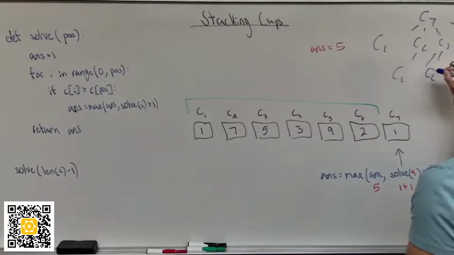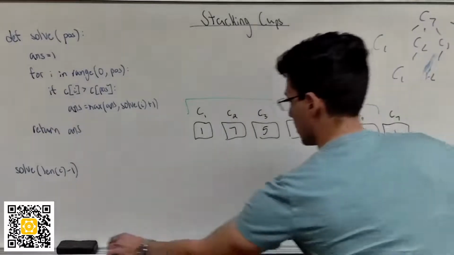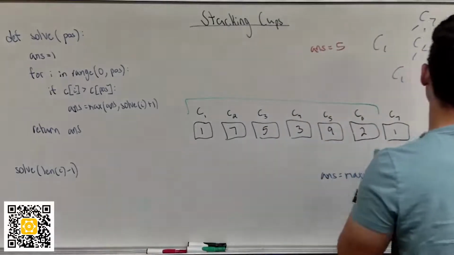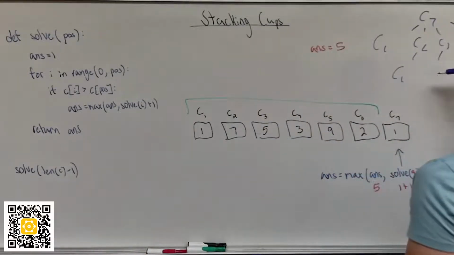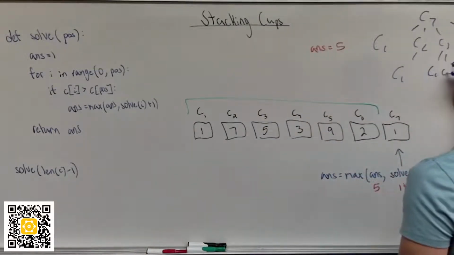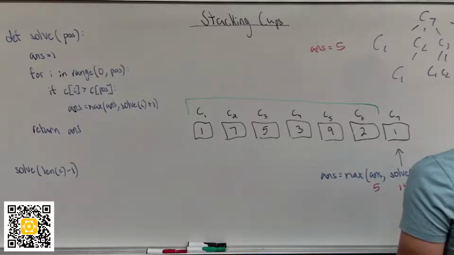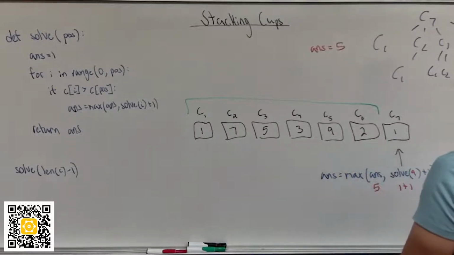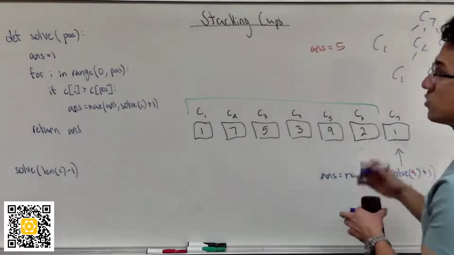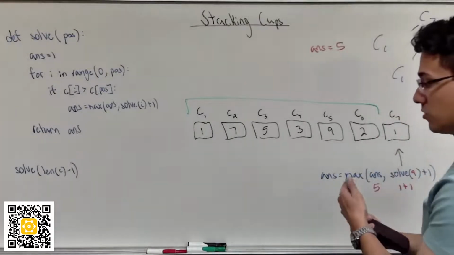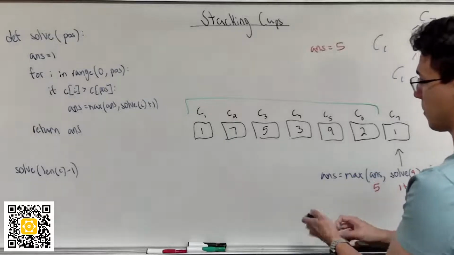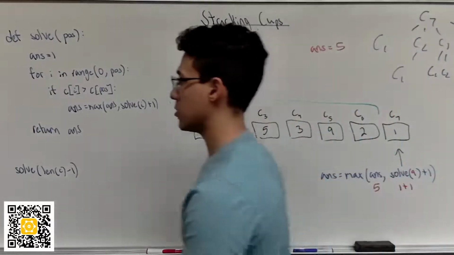Oh, hold on, I made a mistake. That should be C1 and C2. And then it calls C1 and C2, and this is a 6, it calls C1, C2, C5, and then C1, and so on. So this is actually an exponential recursive function, I mean, it's not really n squared.